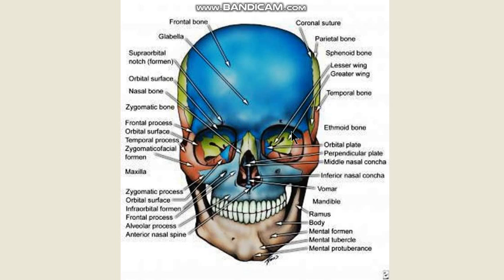Over here you can make out that it forms the roof of the orbit, and at the sides this part forms a part of the floor of the temporal fossa. So this is the temple, this is the scalp, this is the forehead, and this is the face.